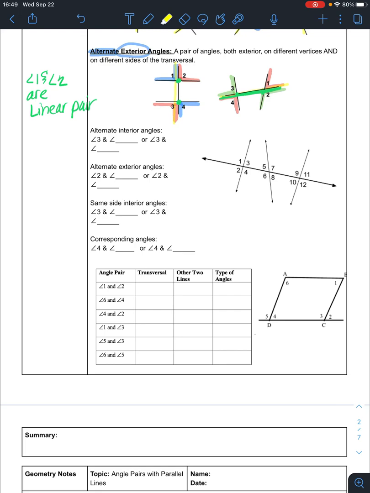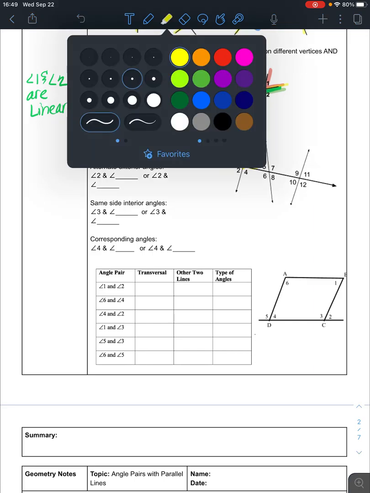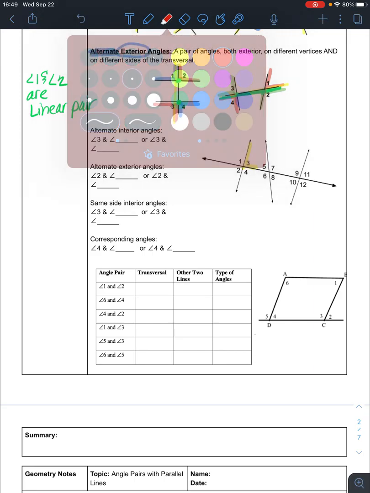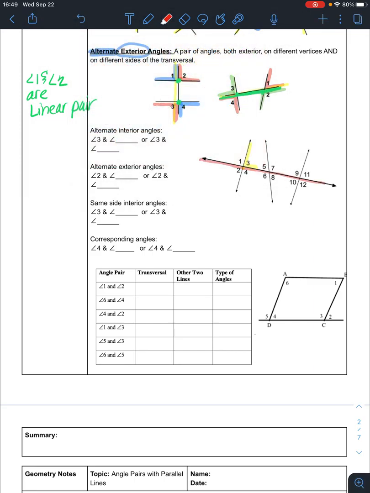So I want alternate interior angles. So I'm looking at 3. So here's 3. Let's highlight our transversal. I think that colors are very useful here. There's our transversal. So we have 3 and we want alternate interior. Okay, so alternate interior. So let's just go with these first two lines. Let's highlight them in green. Let's go with these first two lines.